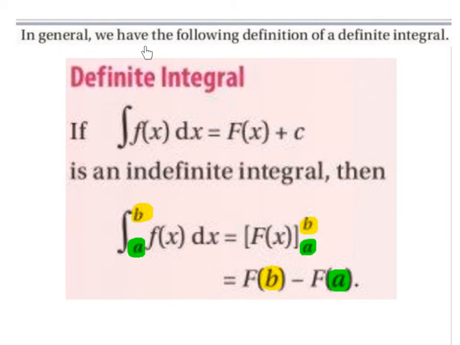In general, we have the following definition of a definite integral. If the integral of f of x dx is equal to F of x plus c, an indefinite integral, then the integral between the limits b and a of f of x dx is equal to F of x between b and a, F of b minus F of a. So we subtract the upper limit minus the lower limit.